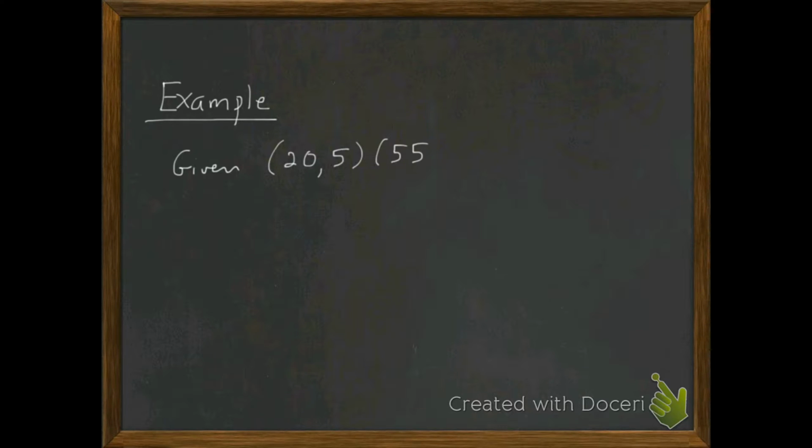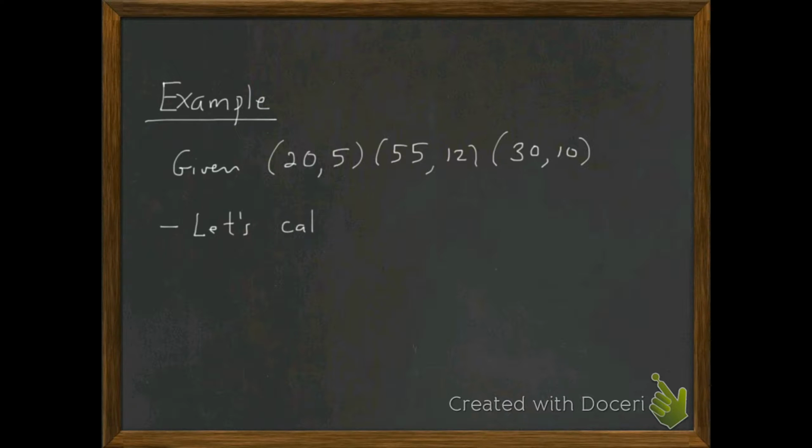So let's just dive in head first and look at an example. Let's say given the following data: 20 and 5, 5 and 12, 30 and 10. Let's hope this works out okay.